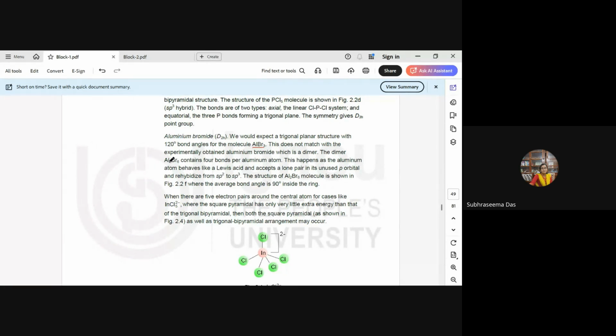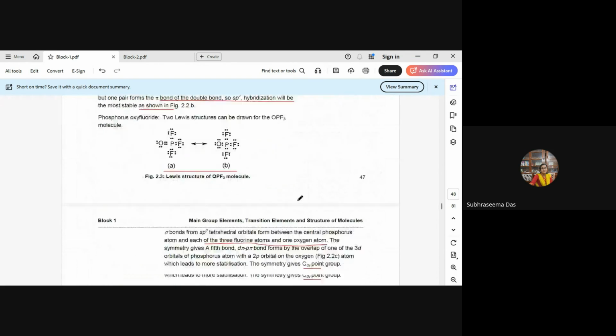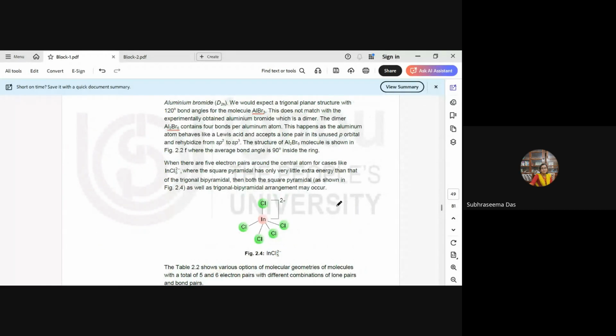Now this dimer Al2Br6 contains 4 bonds per aluminium atom. This happens as the aluminium behaves like a Lewis acid and accepts a lone pair, keeping it in its unused p orbital. So the structure of Al2Br6, you can see here, the dimer has been shown, and the bond angle is 90 degree. So this is how we can predict the different types of geometries of molecules.